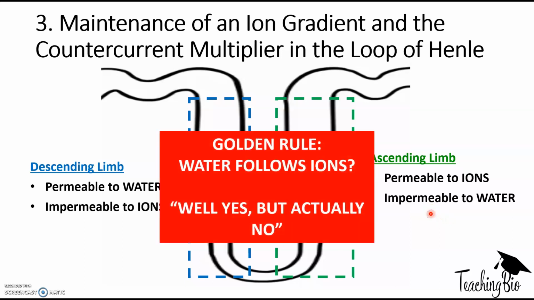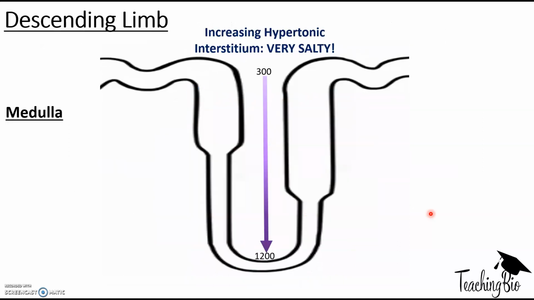So, as I said before, there's this golden rule that water follows ions. Well, yes, that is the case, but here it actually isn't the case, which is what makes this confusing. And that's down to the differing permeabilities, but we'll look at that. So, we're going to start off nice and simple at the descending limb.